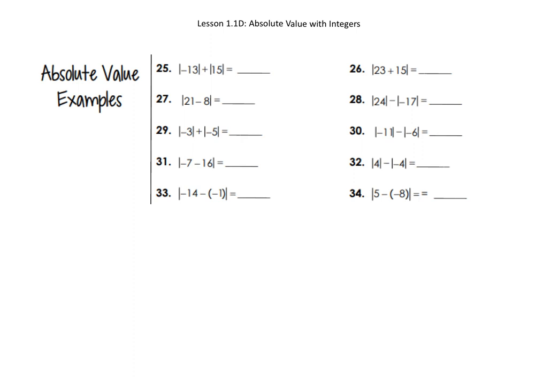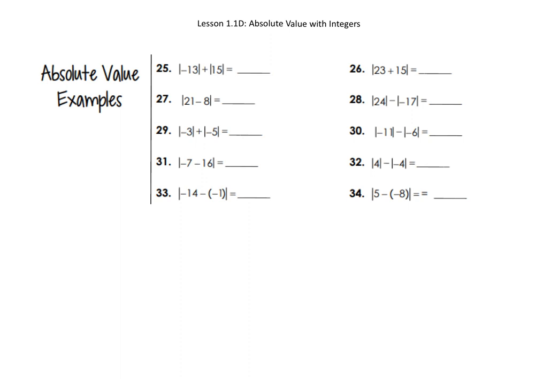Okay, on 25 through 34, we are working with addition and subtraction and absolute value signs together. So sometimes we are going to have to take absolute value first and then combine some integers. Sometimes we're going to be asked to do some combining, addition and subtraction, and then take the absolute value. It just comes down to how our numbers are arranged with those absolute value brackets.